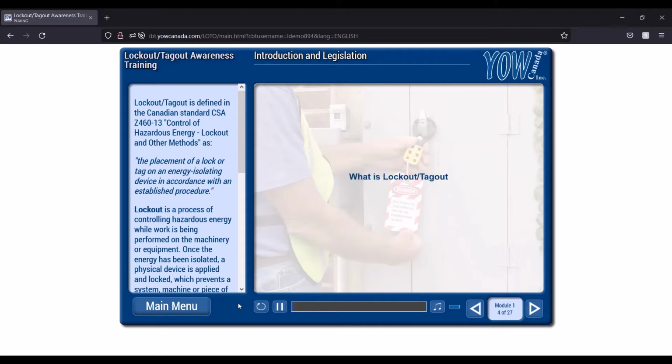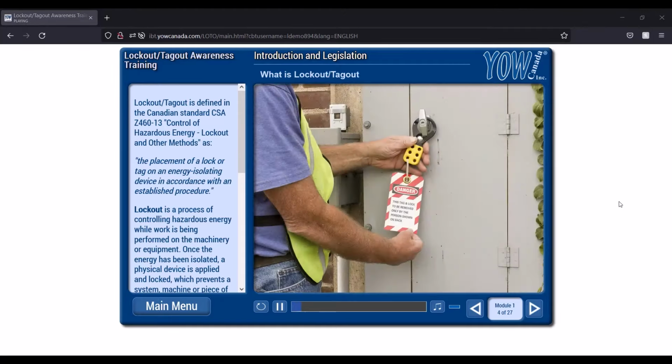What is Lockout Tagout? Lockout Tagout is defined in the Canadian Standard CSA Z460-13, Control of Hazardous Energy, Lockout, and Other Methods as the placement of a lock or tag on an energy isolating device in accordance with an established procedure.